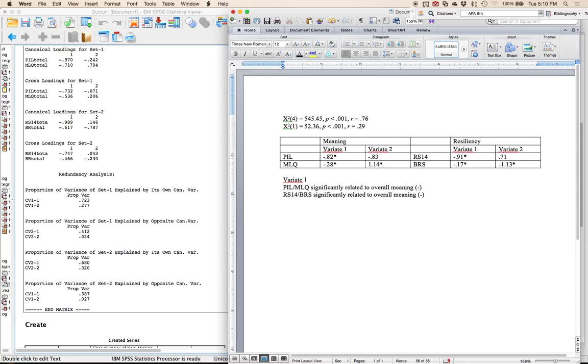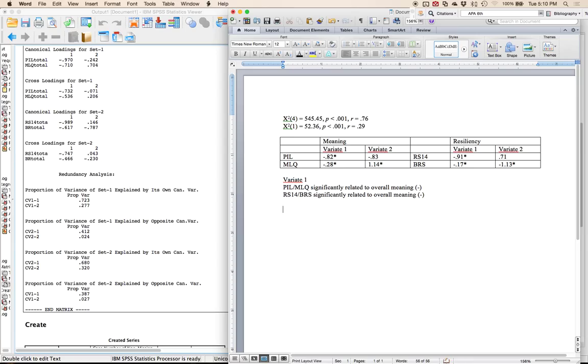Because remember, positive correlations are that low scores go with low scores and high scores go with high scores. So in this sense, since both sides are completely negative, it creates a positive correlation. So there is a strong positive correlation between meaning and resiliency, that as meaning goes up, so does resiliency. It's just sort of backwards coded in this analysis. It won't always be that odd.